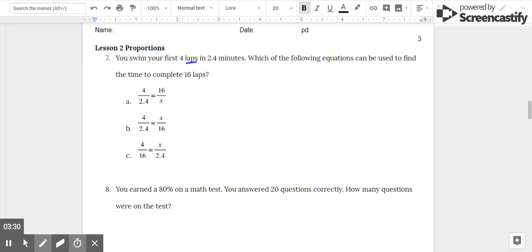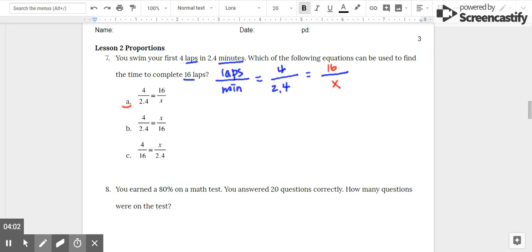So we're comparing 2 units, laps and minutes. I'm going to put laps and minutes. So 4 laps in 2.4 minutes, right? And we're looking for the time to complete 16 laps. So you put 16 on the top, and we're looking for the time, because time should go to the bottom.